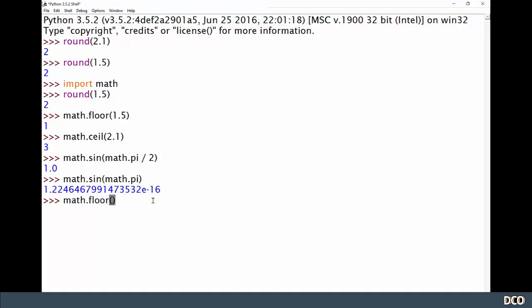So to get this to be actually exactly 0, what we might want to do is math.floor of math.sin of math.pi. So basically we take that number and put it in there, and that's going to round it down to 0 as expected. Likewise, we can use cosine, for example. We know that cosine of 0 is 1. So if we do math.cos of 0, we're going to get 1.